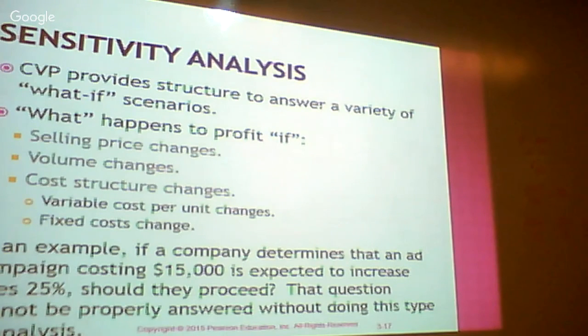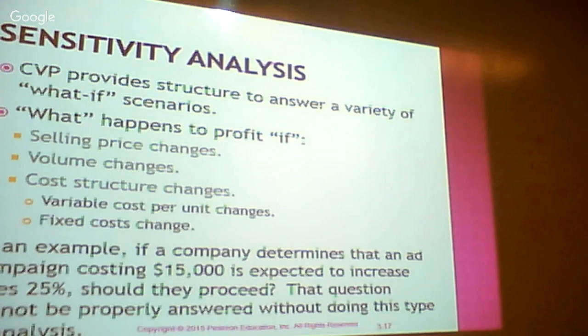We also have to have a sensitivity analysis. CVP provides structure to answer a variety of what-if scenarios. And that's really what that chart did. What did it do? It said, what if my fixed costs are at certain levels? What if my variable cost was at certain levels? And what do I have to do to get to where I want to be? Break even, 1,000, 1,500, 2,000 profit.